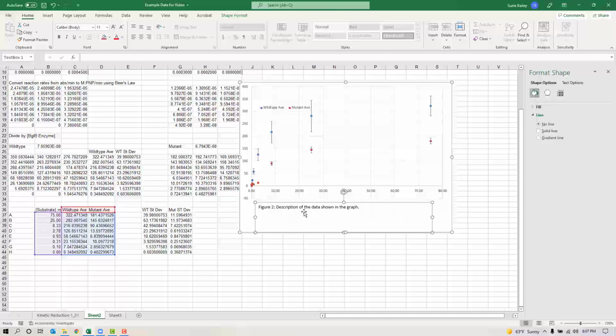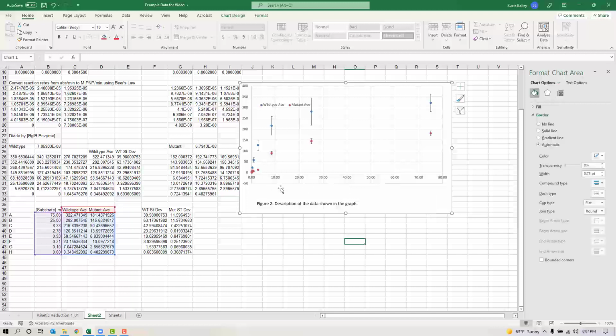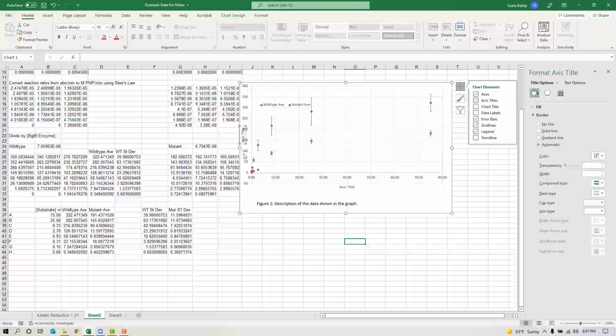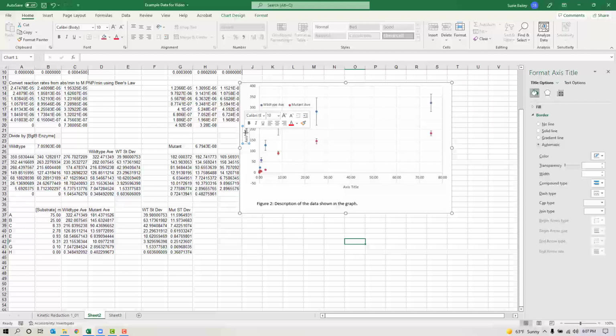And what else do we need in our graph to be correctly formatted? We need to add our axis labels with units. So you can again come up here to this little plus, add chart elements, click on axis titles, and now you have axis titles that you can edit. So double clicking on that will let you edit that.